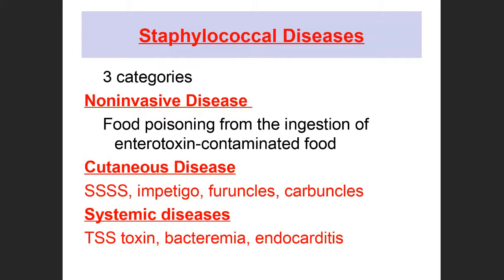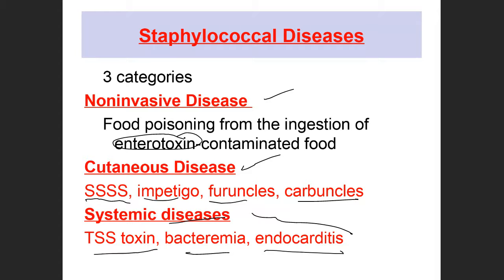So the most common kind of infection that the bacteria causes is going to be cutaneous infections. So your common impetigo, furuncles, carbuncles, Staphylococcal scalded skin syndrome. Most of the skin infections are going to be caused by Staph aureus. Non-invasive Staphylococcus can also cause that enterotoxin food poisoning we talked about. That's also very, very common. This is less common, thankfully, because it's more serious, a systemic disease: bacteremia, endocarditis, toxic shock syndrome toxin.